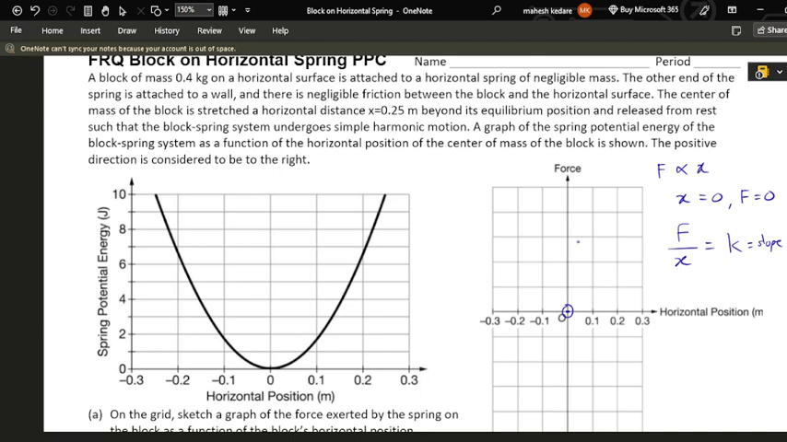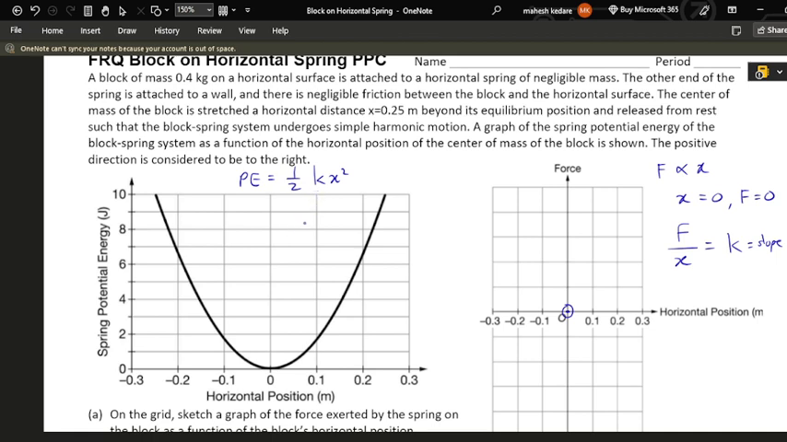We can find k from this graph, the graph of spring potential energy versus horizontal distance. Potential energy is equal to half k x squared, where k is the same constant that appears here, the spring constant. X is the position. From this, we can calculate k.